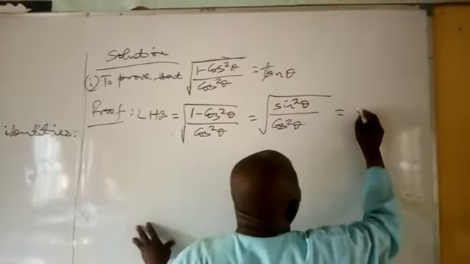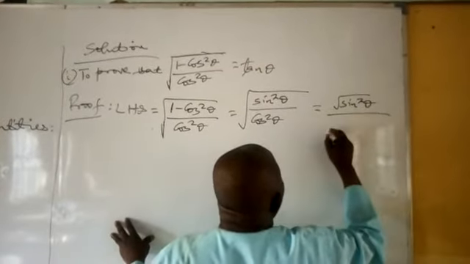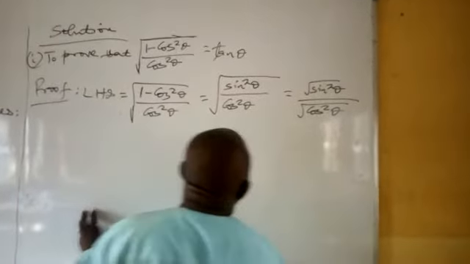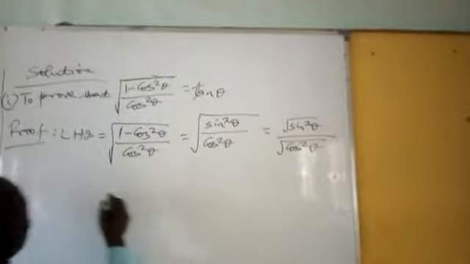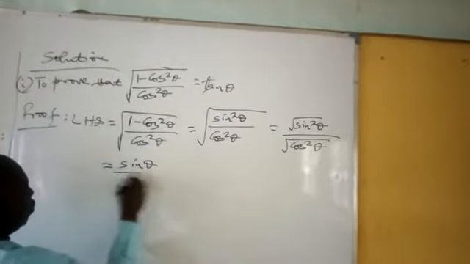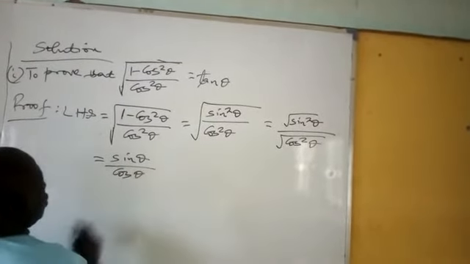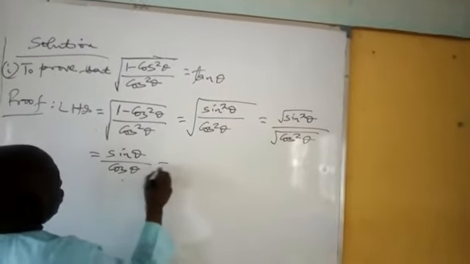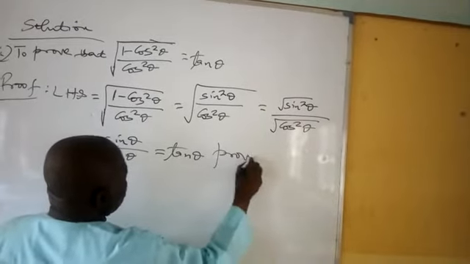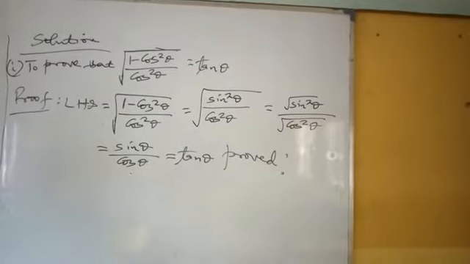and that is the same thing as the root of sin square theta over the root of cos square theta. Simplify it. The root of sin square theta is sin theta, over the root of cos square theta, which is cos theta. Now, sin theta over cos theta is equal to tan theta, which is equal to the right hand side. So we are done with that.